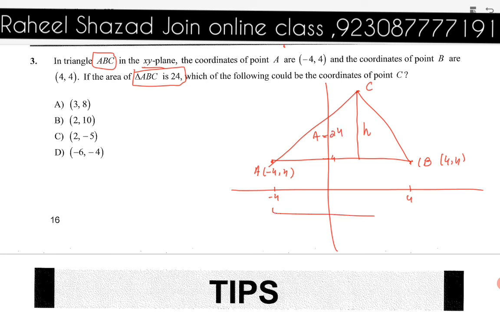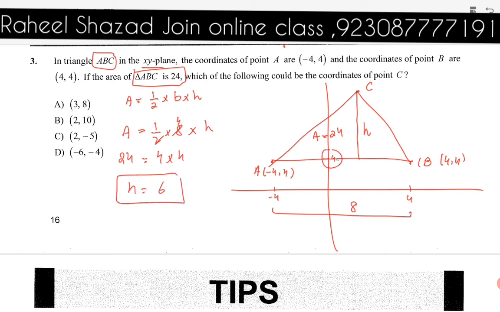You see, from minus 4 till 4, this is 8. Area is always equal to 1 by 2 into base into height. So 24 is equal to 1 by 2 into 8 into height. 2 4s are 8, so height is equal to 6. Now you need to understand that we are already standing at 4. This point is 4, and then height is 6. You move 4 plus 6, that makes it 10. So one thing is sure that the y coordinate is 10. In my answers there is only one option with y coordinate equal to 10.